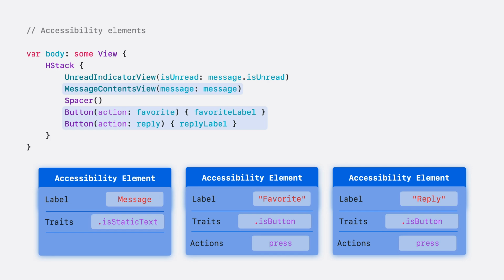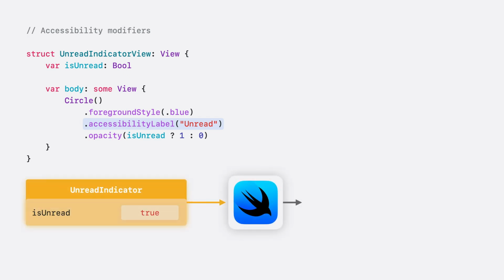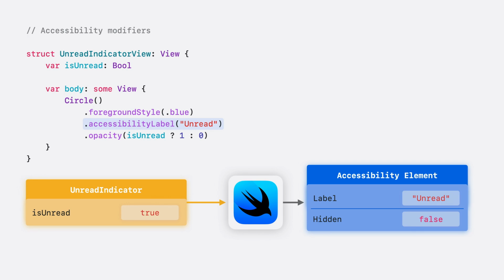So let's first add a label to describe if a comment is unread. The accessibility label modifier will first create an element for my indicator view, since it doesn't have one by default, and will set the element's label to be unread. When the indicator view is unread, the element will always be visible to accessibility technologies.